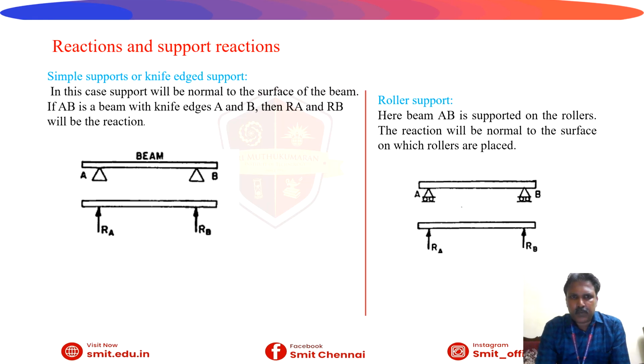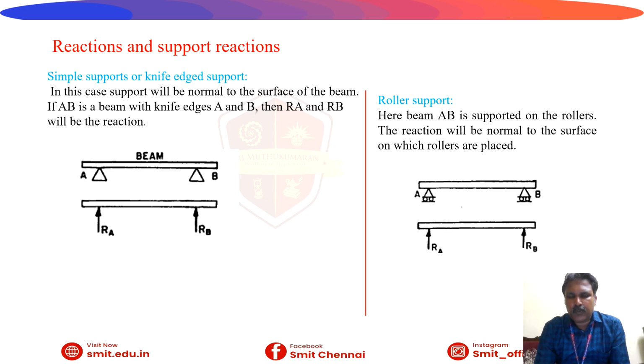We have a simple support or a knife edge support. We have a diagram for this. Two supports are there in the beam. In another case, on the right hand side, we have a roller support. In this diagram, we don't have any roller. It is a simple support, simply supported on 2 pivots like that. In this case, the support reaction will be normal to the surface of the beam. If AB is a beam with knife edges A and B, then RA and RB will be the reactions. In the second diagram, we can see RA is acting perpendicular upward, and RB is also acting in the perpendicular direction.